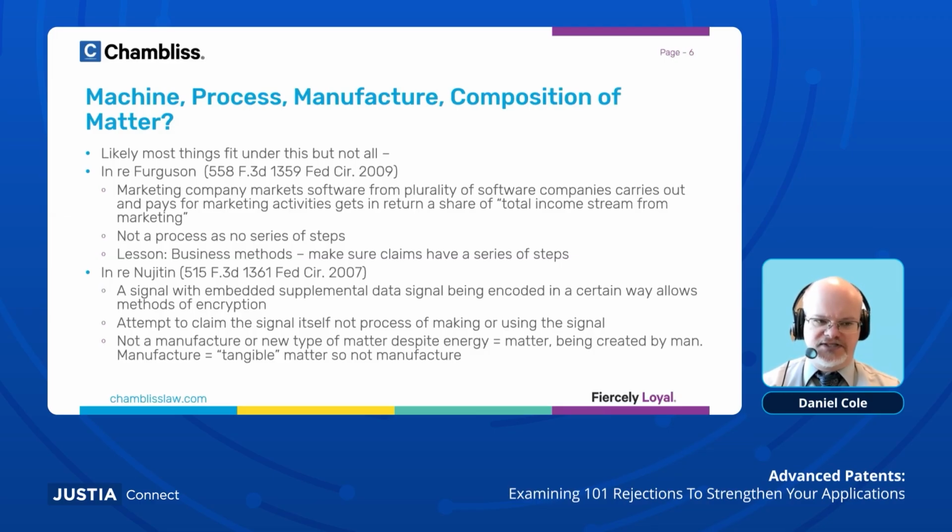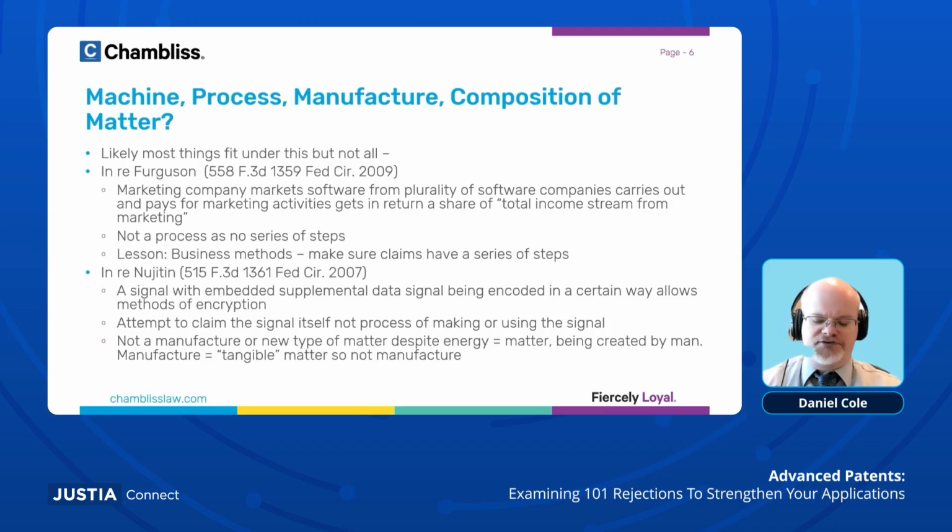The first case that talks about this, that's important for us, is Henry Ferguson. So in this case, it's a really complicated kind of computer case, but generally you have a marketing company that is going to market software from a plurality of software companies, not its own company. It's got a bunch of other companies that make a plurality of software, and it's marketing these softwares. The software that it's marketing carries out and pays for marketing activities. And the marketing company, because of the software that they're marketing, gets a return on a share of a total income stream from the marketing.